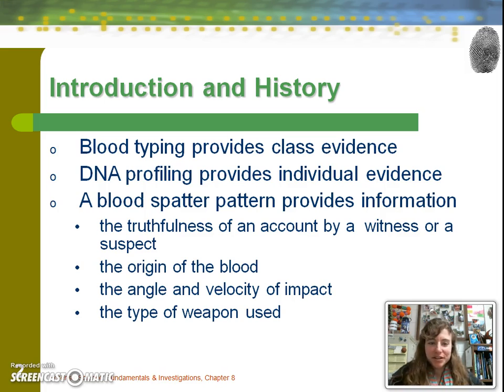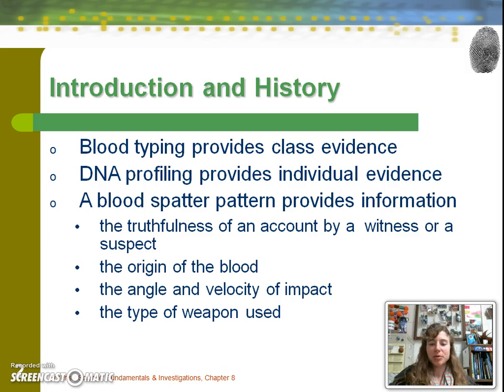On to blood and blood spatter. So blood typing provides class evidence. DNA profiling, of course, provides individual evidence. So why would blood typing tests still exist today? Well, they're a lot cheaper and a lot quicker to get results than DNA profiling. And so if you could perhaps lead your investigation in the right direction toward a suspect that has this particular blood type, or away from a certain direction, then that's of value.